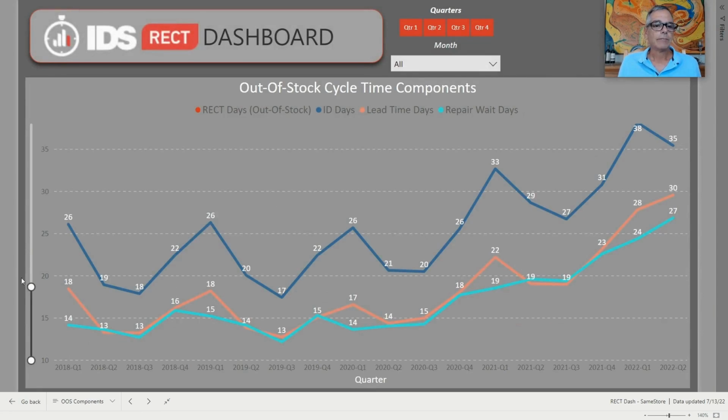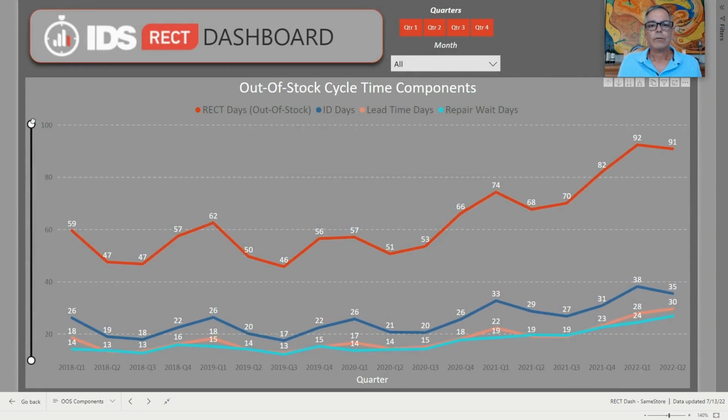If we take a look at the components for out-of-stock parts. Now again, the out-of-stock part average for all the work orders that had out-of-stock parts used to be right around the 50 to 60 mark. It's now creeping up to the 90 mark.